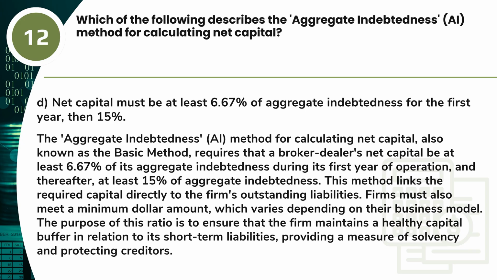Firms must also meet a minimum dollar amount, which varies depending on their business model. The purpose of this ratio is to ensure that the firm maintains a healthy capital buffer in relation to its short-term liabilities, providing a measure of solvency and protecting creditors.